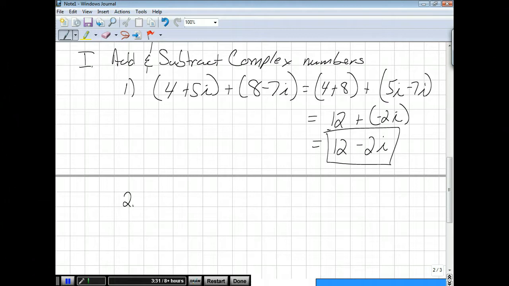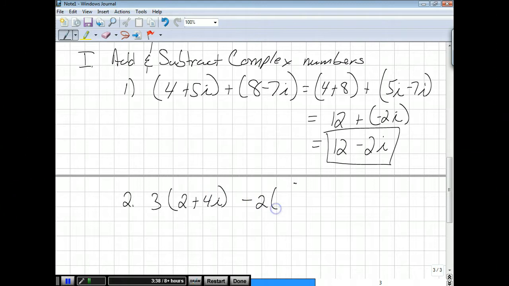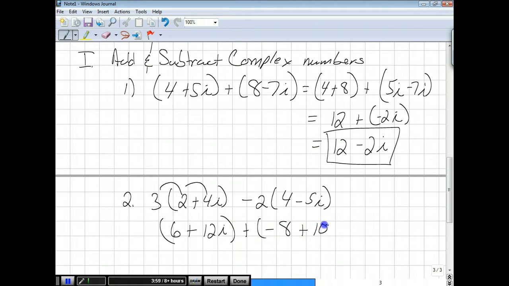Example 2. 3 times 2 plus 4i minus 2 times 4 minus 5i. Well, just like always, when we see a number outside a parenthesis, we distribute. So that's going to be 6 plus 12i. And I'm going to distribute the negative, which is going to give me negative 8 plus 10i, because I'm distributing a negative 2 and a negative 2.